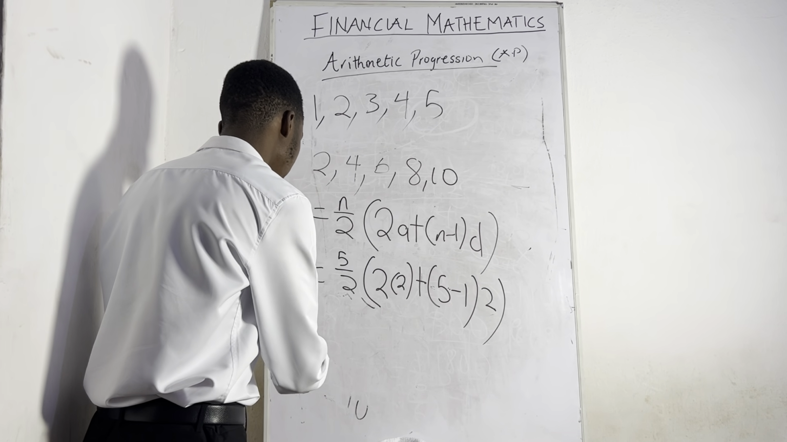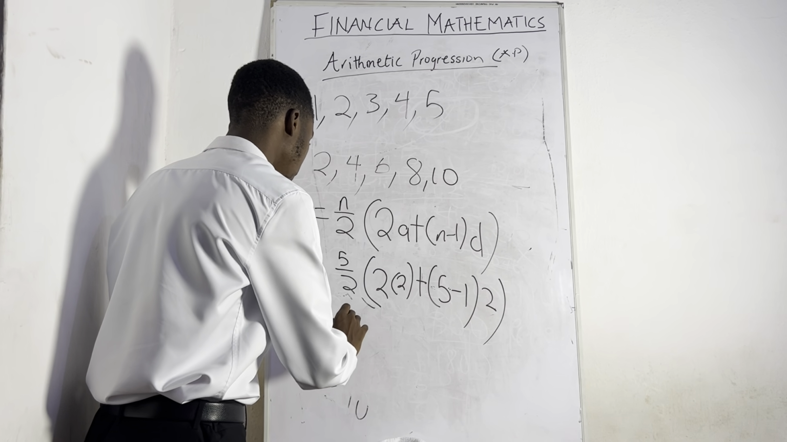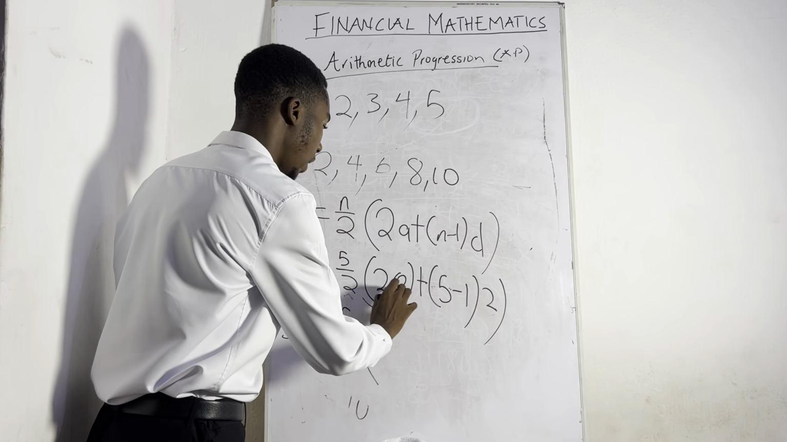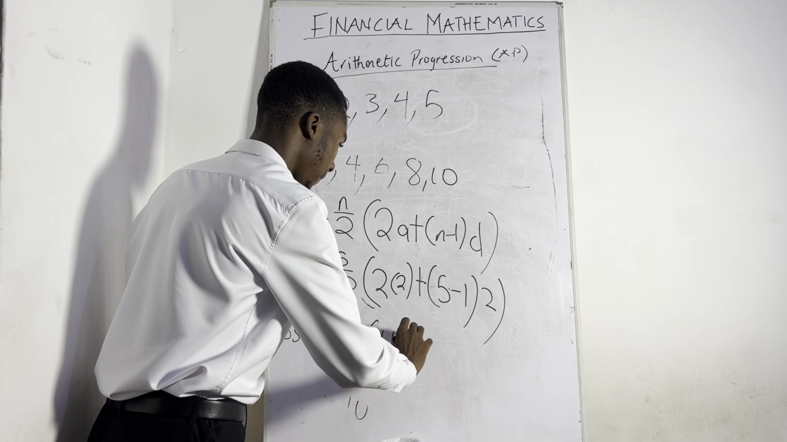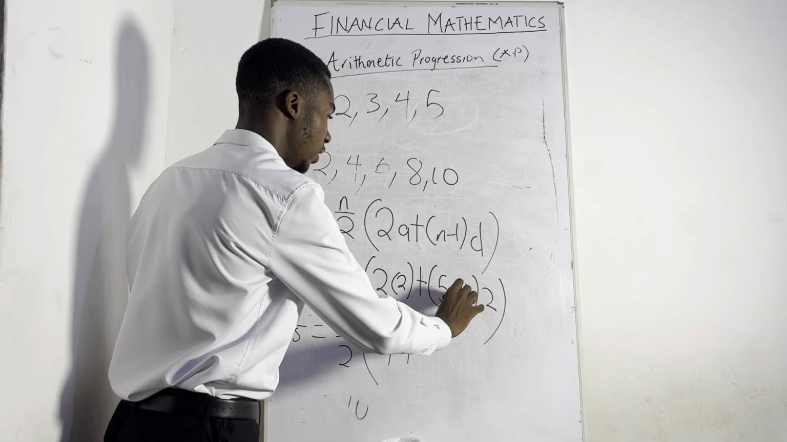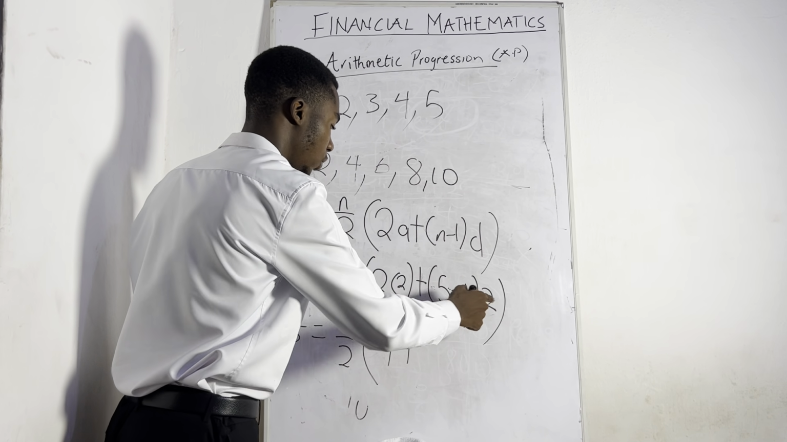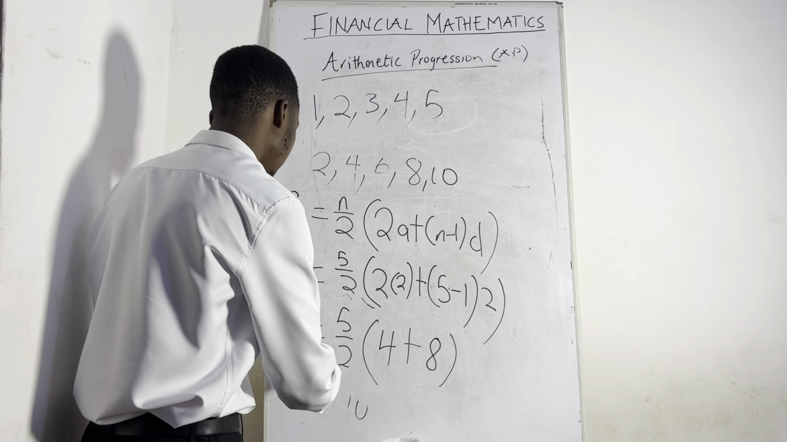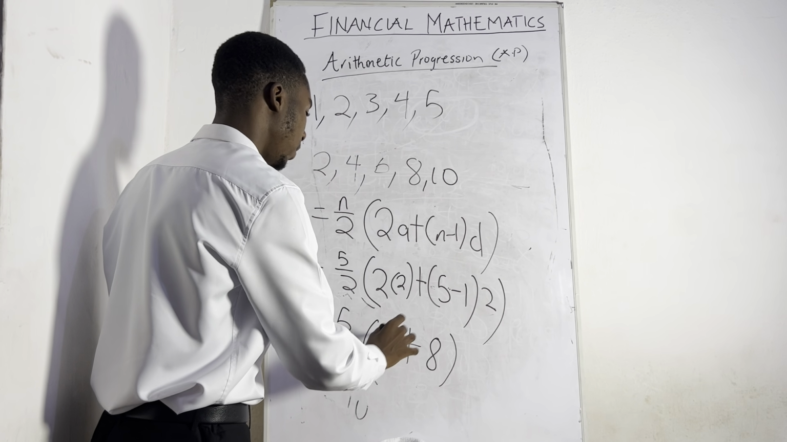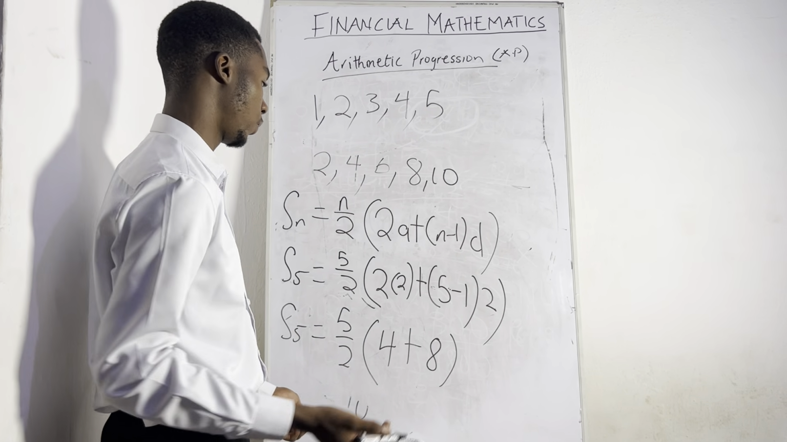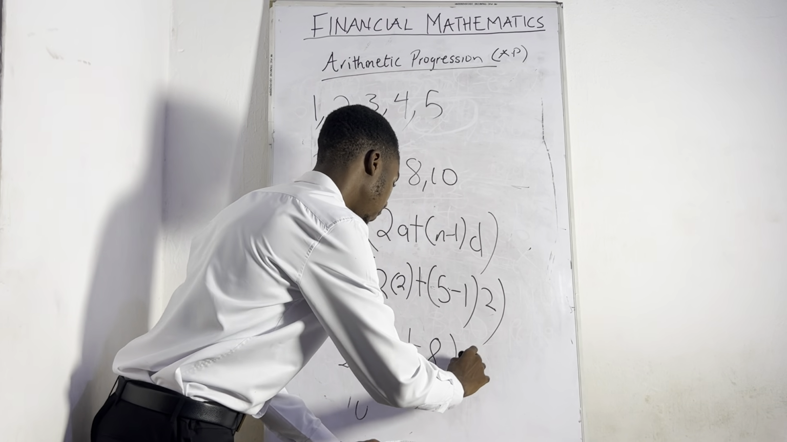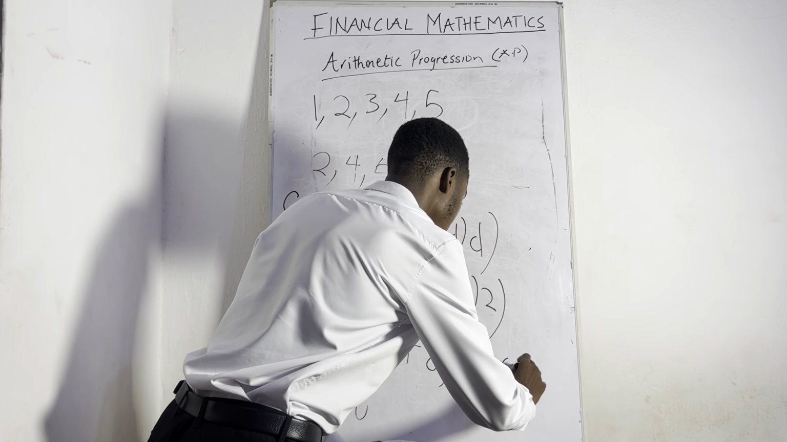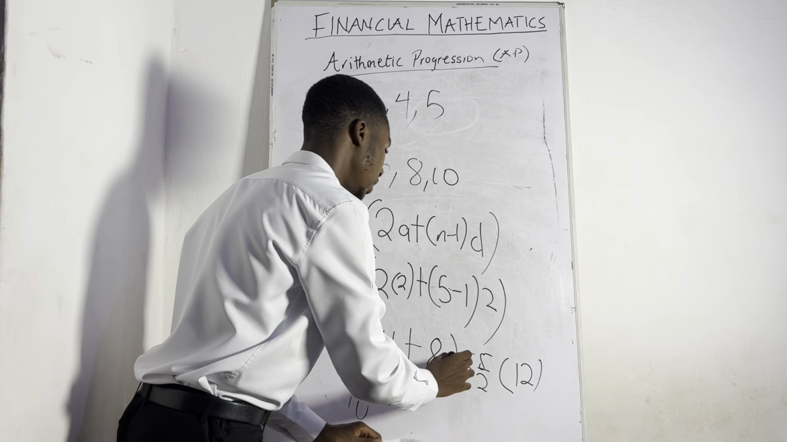So we have S of 5 is equal to 5 over 2 into bracket 2 times 2, which will give us 4, plus 5 minus 1, which will give us 4. 4 times 2 will give us 8. You get it? So now we are getting 5 over 2 into bracket 4 plus 8. 4 plus 8 is 12. So we have 5 over 2 into bracket 12.